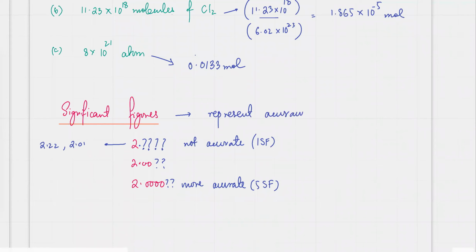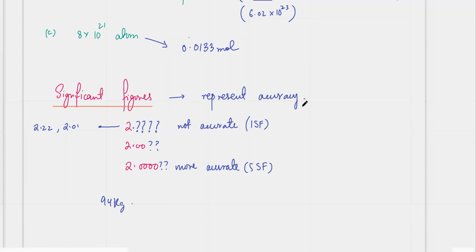And they represent the accuracy of the device that you're using. For example, you stand on a weighing machine, and it tells me that I'm 94 kg. So that's accurate up till 2 significant figures. The display on the machine has no other number. It doesn't tell me what is coming after that.